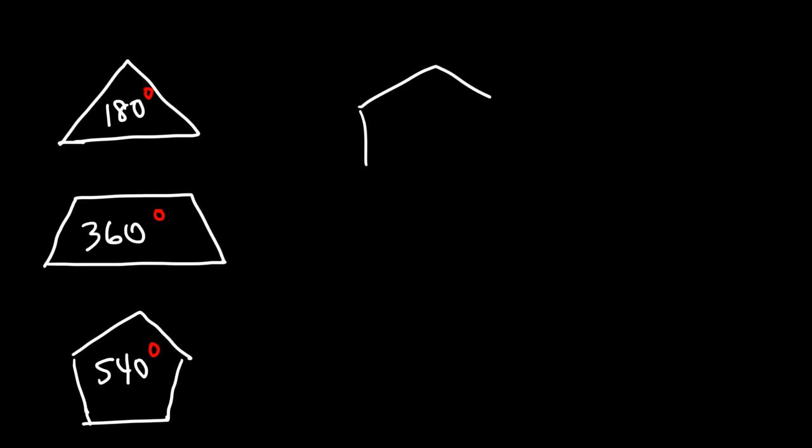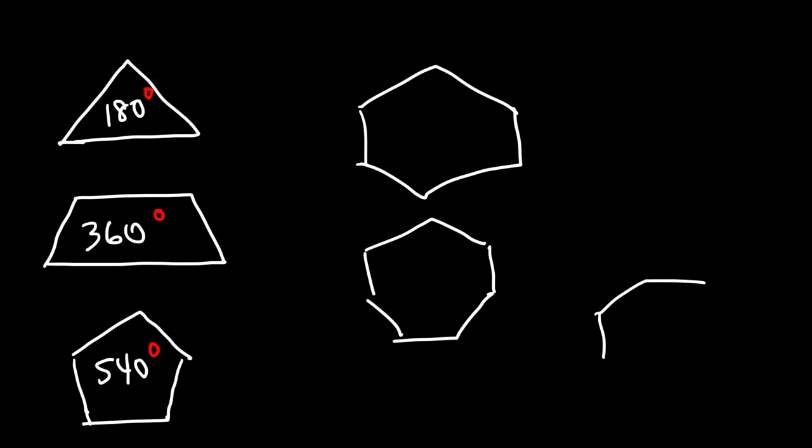So what if we have, let's say, a hexagon? What's the sum of the interior angles? And what about, let's say, a heptagon? What will be the sum then? And also, what about for an octagon? Notice that it's increasing by 180. So 540 plus 180, that's 720. So that's going to be the sum of all the interior angles for a hexagon. And then if you add 180 to 720, that's 900. So for a heptagon, it's 900 degrees. And for an octagon, it's going to be 1080 degrees.